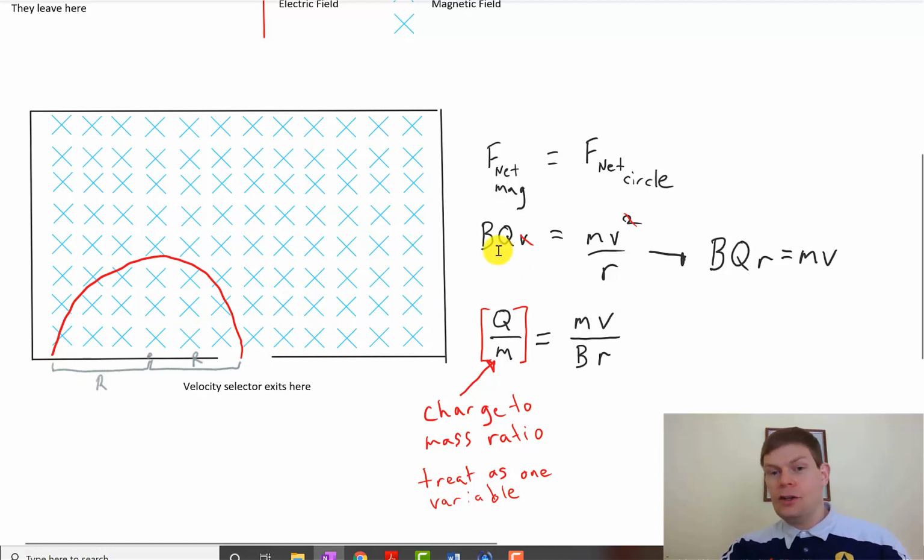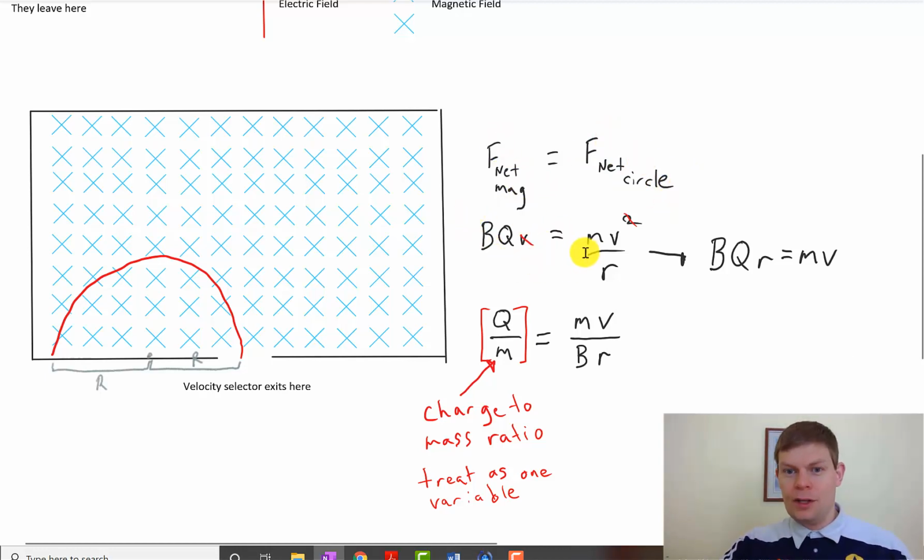And given that, we can figure out something called the charge to mass ratio, which is a good way of identifying a particle. You will need to know what charge to mass ratio is. Let's go over it. So if you're solving your mass spectrometer, you know your velocity. And in this case, our magnetic force is our net force. That's our F net, and that's equal to our F net circle.